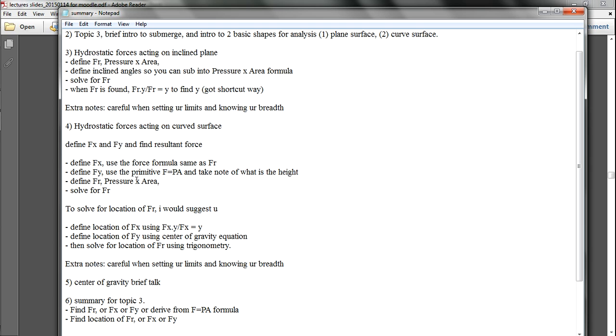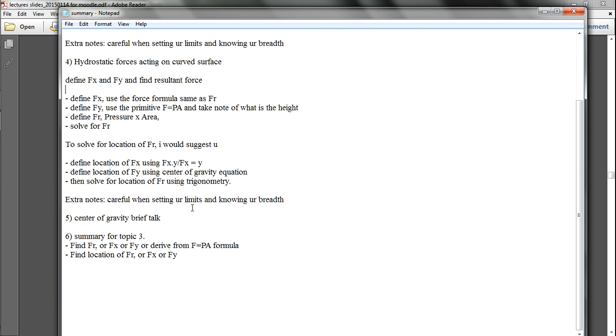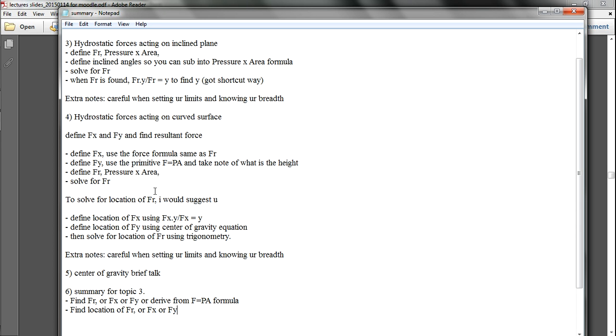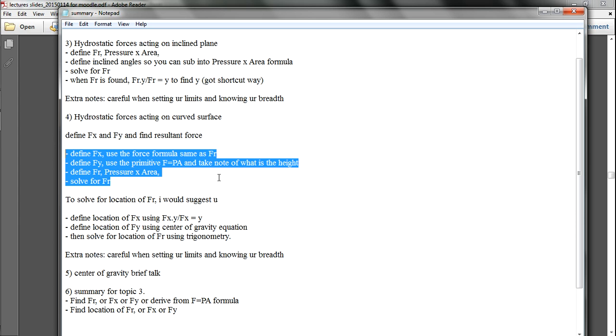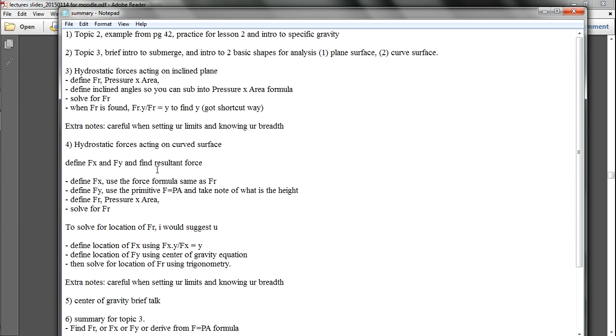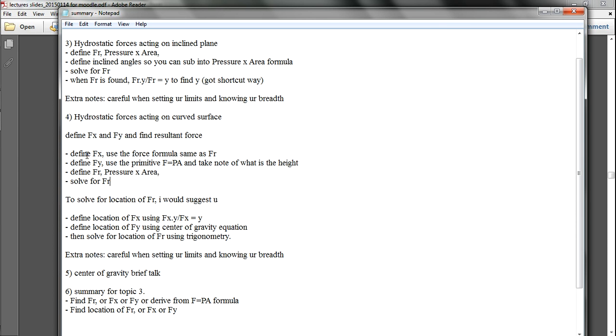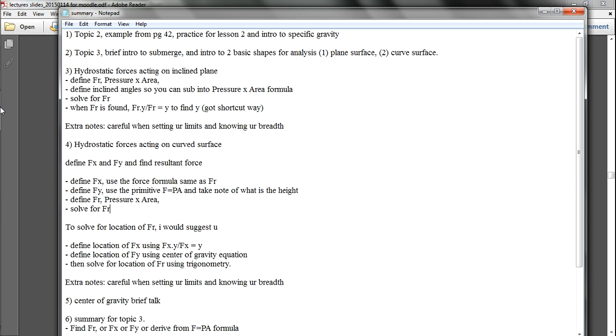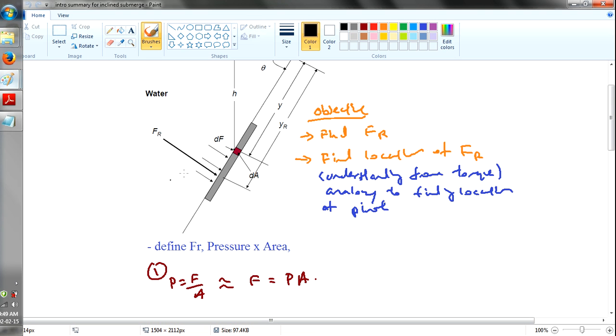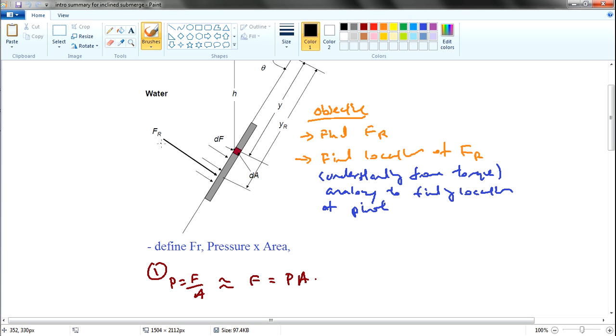So similarly to the inclined plane, you have to first find your FR and then you find the location of your FR. Right, so this is the overall summary. It's just two steps, but because within these two steps there are a lot of steps, we write down so many steps over here. To start off, you have to first define FX, instead of straight away defining FR as for the inclined plane. Because for an inclined plane, your FR is perpendicular to your plane, so you can straight away get your FR.